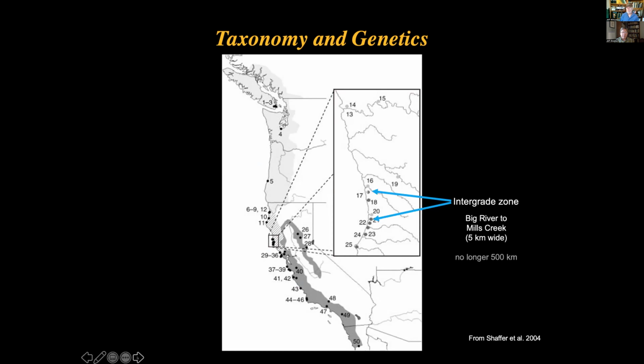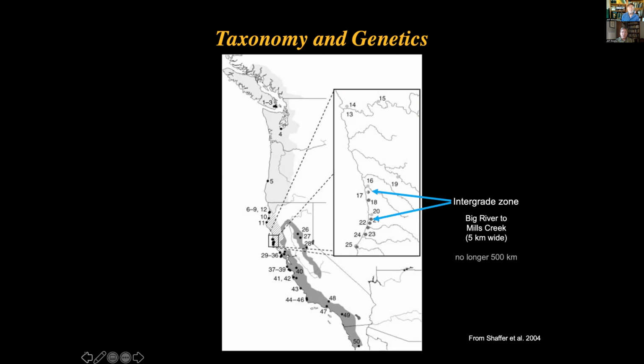You just use Schaefer's paper and say, well, I'm north of Big River, so it's got to be Northern California red-legged frog, or I'm south of Mills Creek, so it's got to be California red-legged frog. It makes it quite easy, except for those people who are working right in that little gap.